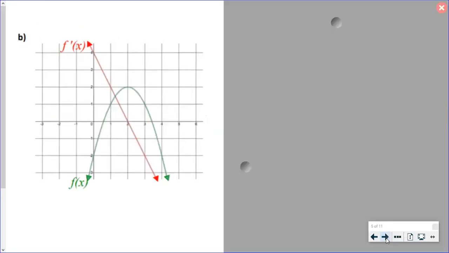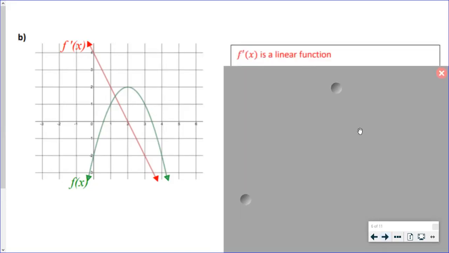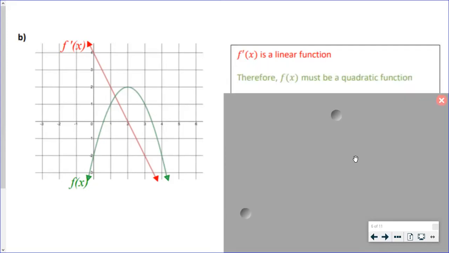Okay. For the next graph, we have a linear function this time, and our original f of x is a quadratic function. So I know my derivative is a linear function. Therefore, f of x must be a quadratic function. That always comes from the power rule when we subtract 1 from the exponent of the original function to get the derivative. And that's why we're going step by step from quadratic to linear to cubic to quadratic. You're going to see the progression in this lesson.